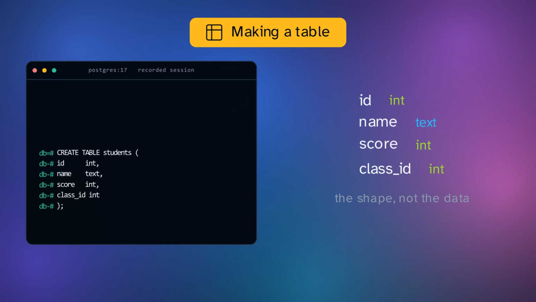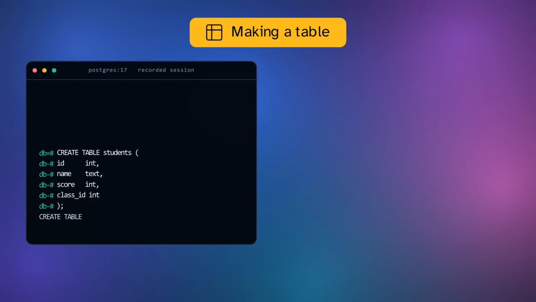So, what do you think comes back? The database says create table and nothing else. That is not the database being unhelpful. It is telling you it did exactly what you asked, and there is nothing to report. You will see that a lot. Silence is success. Notice what we have and have not done. We have described a shape, 4 columns, and what goes in each. There is not one single student in there yet.